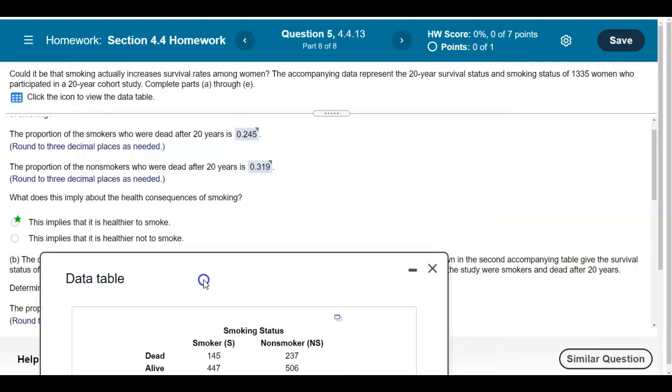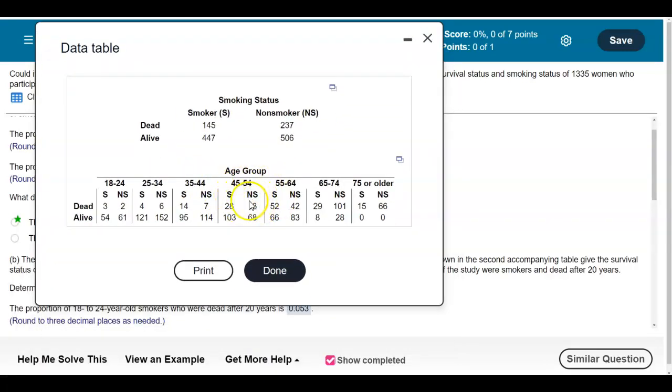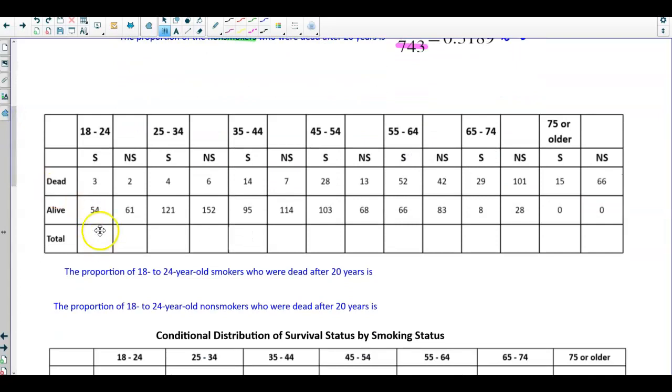The question is to determine the proportion of the 18 to 24-year-old smokers who were dead after 20 years, so we're looking at this data here. When we look at 18 to 24 years of age, we're looking at the smokers, and the number of smokers in that age group who were dead is 3. We highlight that, so it represents 3. The total of that column is 3 plus 54, which gives us 57.